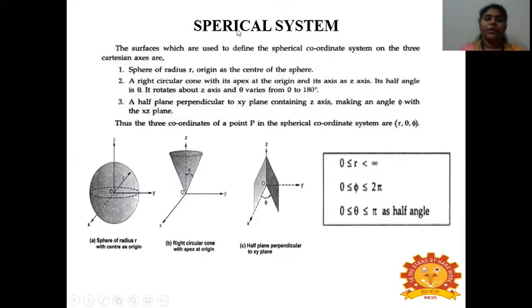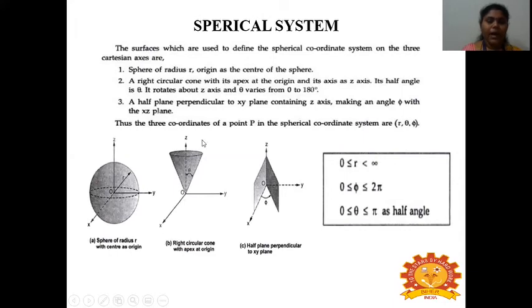And next we will see about the spherical coordinate system. The surfaces used to define the spherical coordinate system on the three axes are, first, a sphere of radius r from the origin at the center of the sphere. Next is a right circular cone with the apex at the origin O and its axis as the z axis. It makes an angle theta and rotates about the z axis, and this theta varies from 0 to 180 degrees.